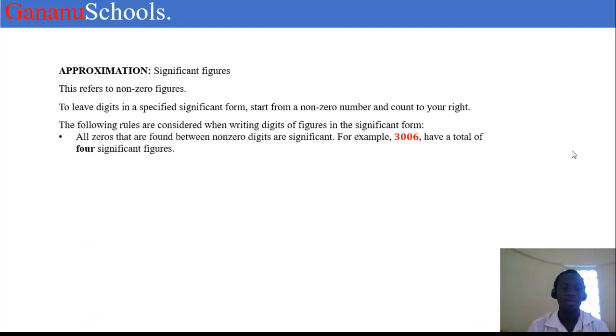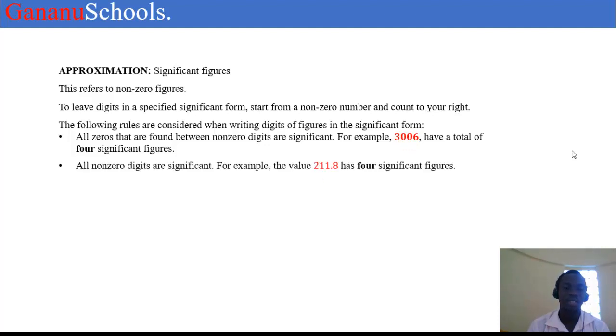All zeros that are found between non-zero digits are significant. For example, 3006 has a total of 4 significant figures. In this case, these particular zeros are all measured. All non-zero digits are significant. For example, the value 211.8 has 4 significant figures.